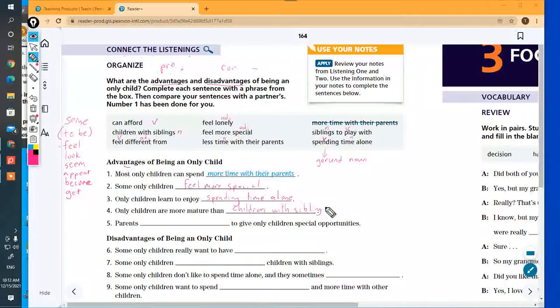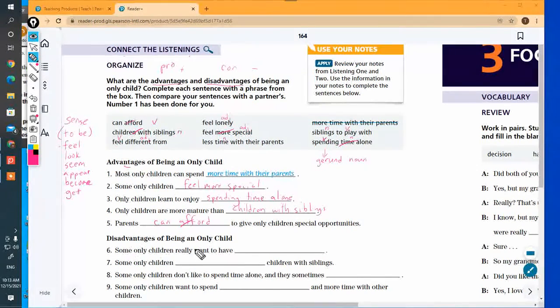And parents, to give only children special opportunities. Parents, advantages of being an only child. The parents can't afford because they have more money, right? They don't have as many expenses because they only have one child. So let's cross these out. Feel more special. Spending time alone. Children with siblings. And can't afford.